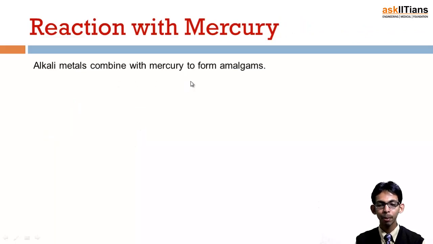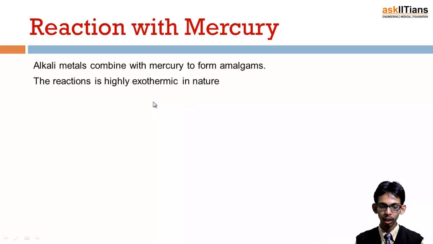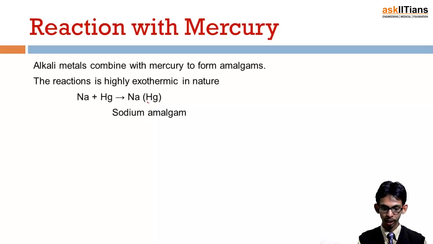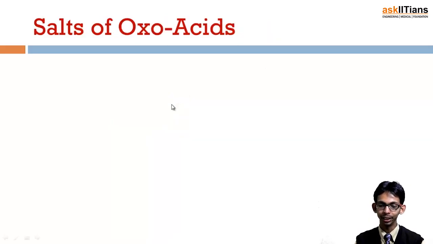Next is reaction with mercury. Alkali metals combine with mercury to form amalgams. Amalgams are basically alloys in which one of the elements is mercury. These reactions are highly exothermic in nature, and this is how sodium reacts with mercury to form sodium amalgam, and a large amount of heat is released. These are exothermic reactions.